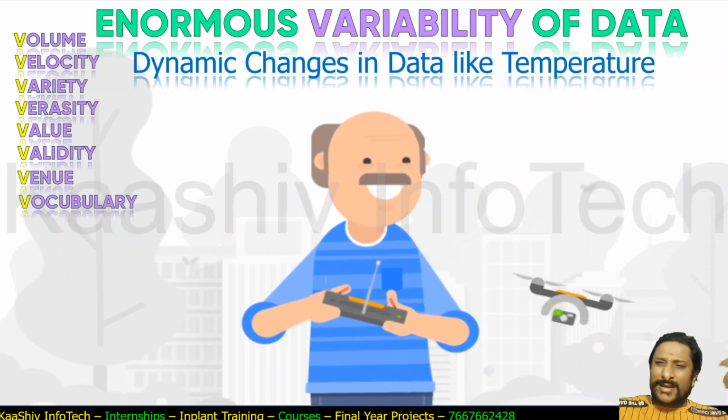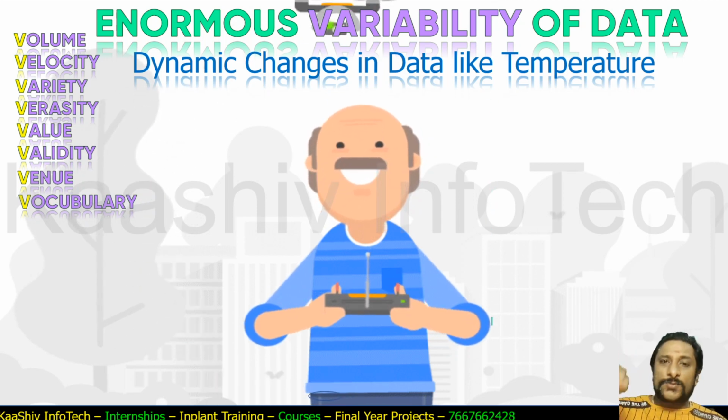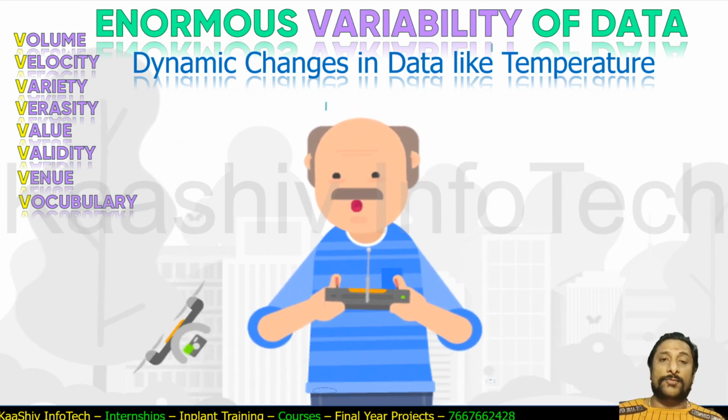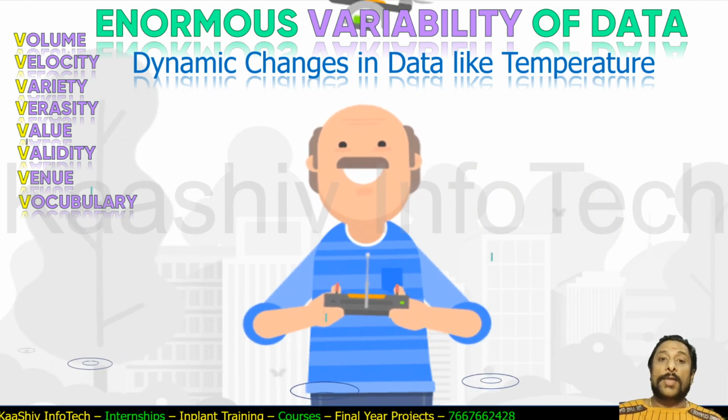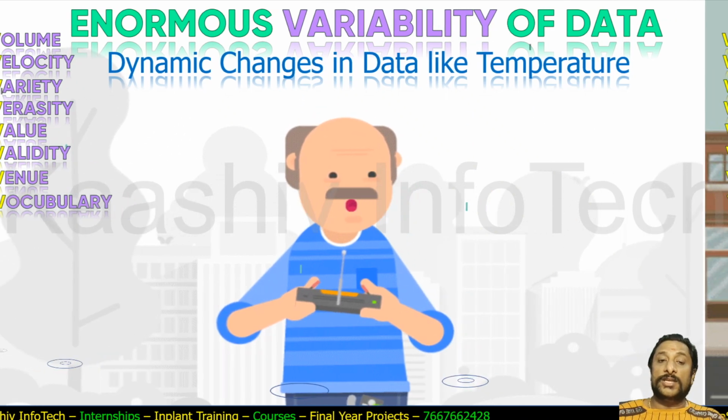What kind of data? The data will be varying every second. It's varying, man. Share market and all, you'll be having variety of data, and we need much more optimized system to manipulate or to manage it. That's why enormous variability of data is very, very important.